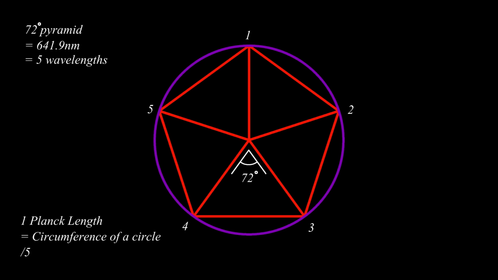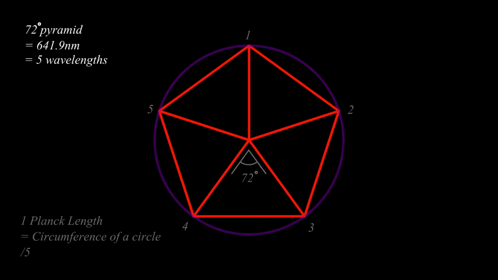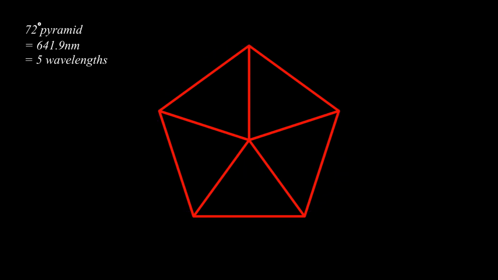So now we know 1 Planck length being the circumference of a circle divided by 5 equals these values. 72 degrees pyramid with 5 wavelengths within it, also equaling 641.9 nanometers. So this is essentially the universal system of phi. And again, we see just the pentagon with its pyramids stacked around. And now just the pentagon with the circumference of the Planck length.